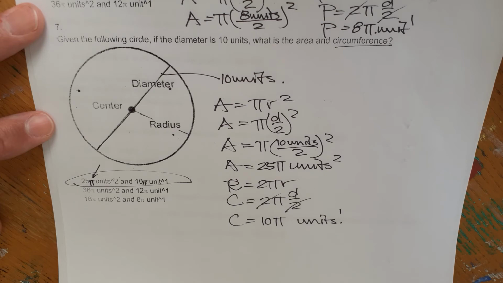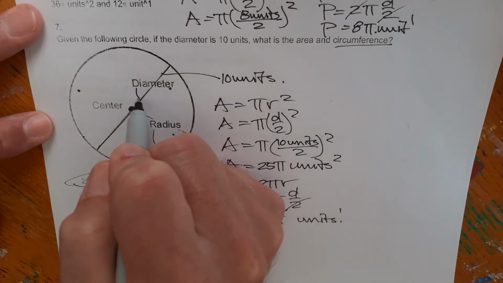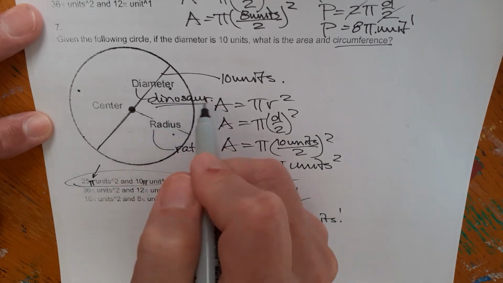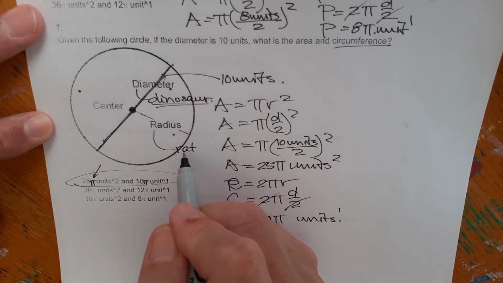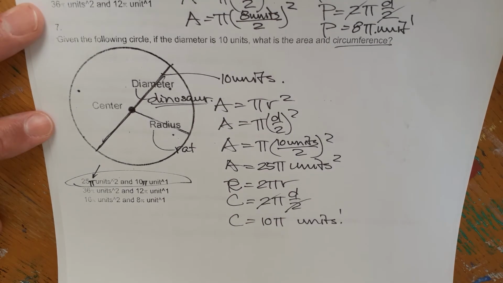Circumference, diameter. Sometimes it can help you memorize a word like R, you could say rat, and diameter you could say dinosaur. And that way you could remember the bigger animal is the larger distance, right? And the rat is a smaller distance, so that would be radius. Students still confuse that every once in a while.